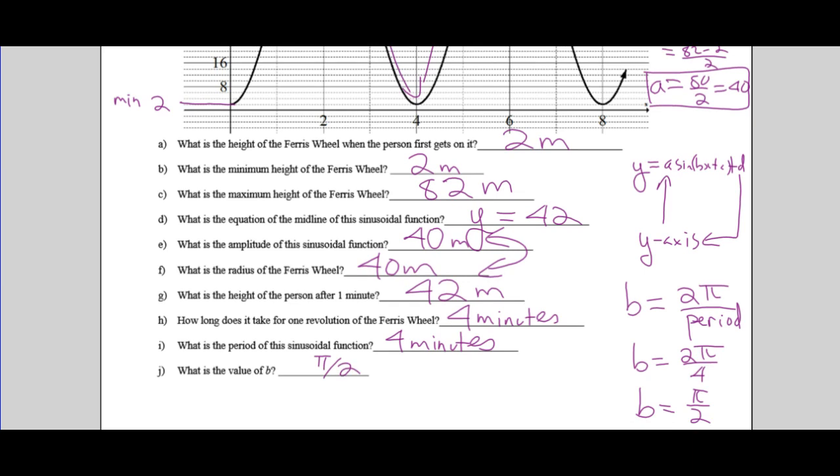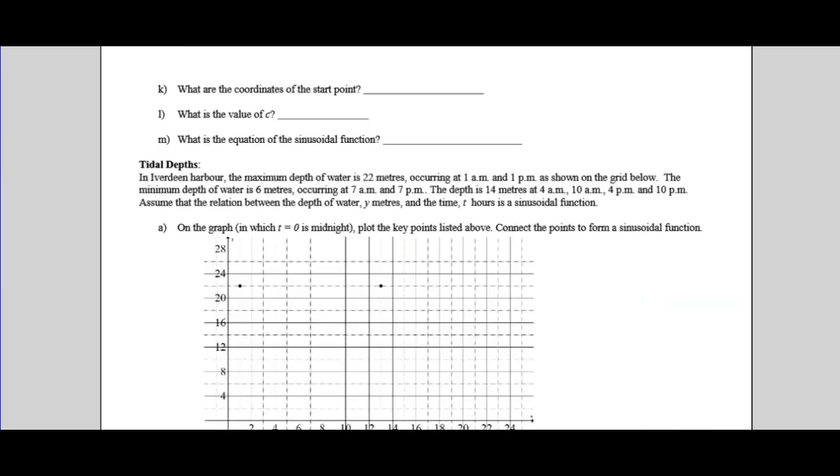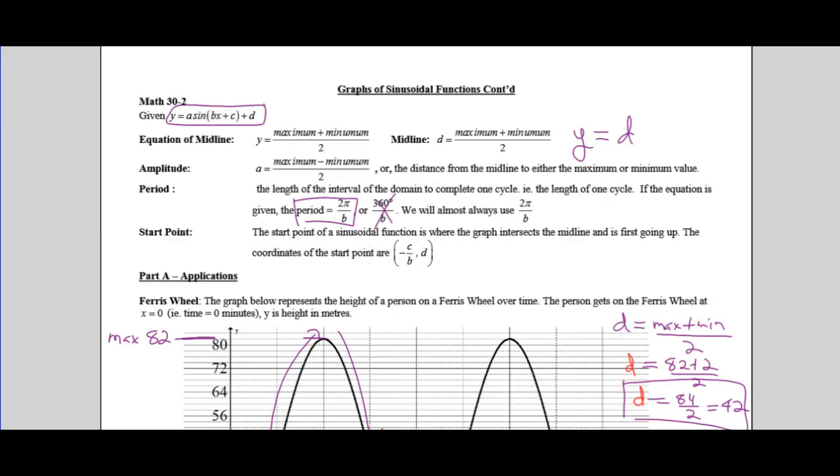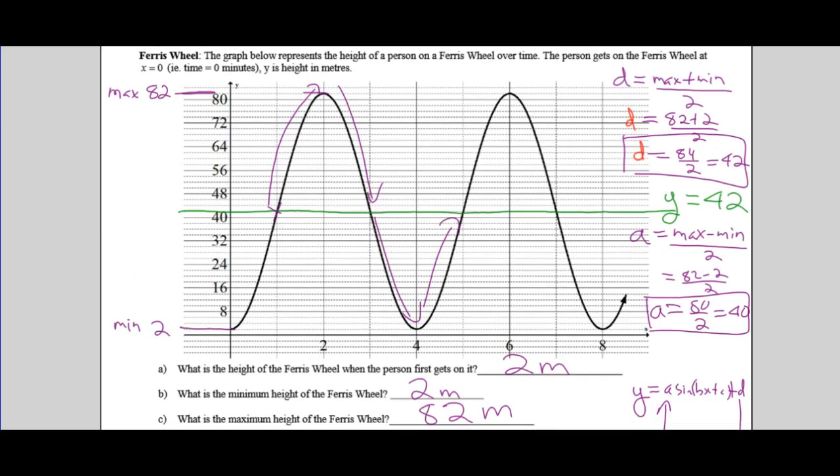Okay, flip the page. What's on the next page? What are the coordinates of the start point? The start point is where the graph meets the midline going up. What are the coordinates of that point? 1 and 42.